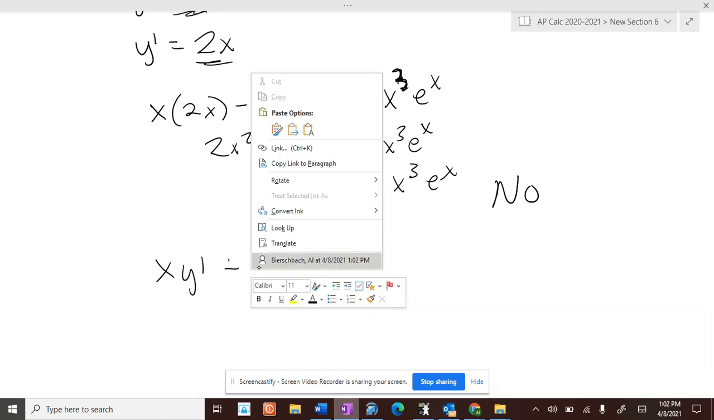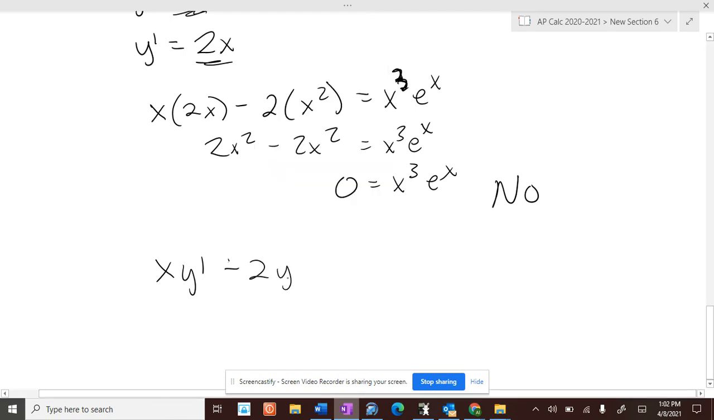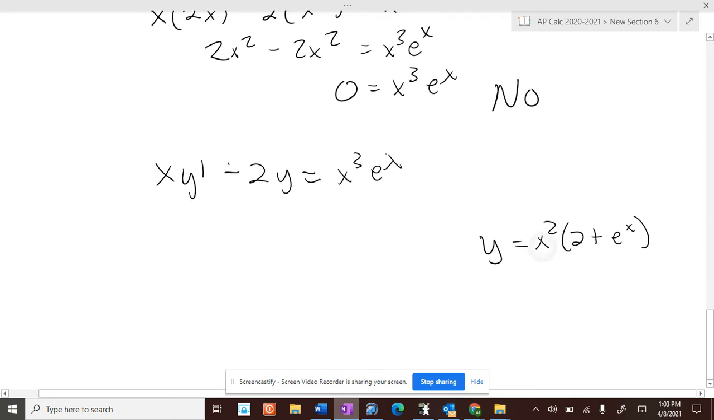Minus 2y equals x cubed e to the x. Is y equals x squared times 2 plus e to the x a solution for this? Is this a solution to this? Well, how do we tell?